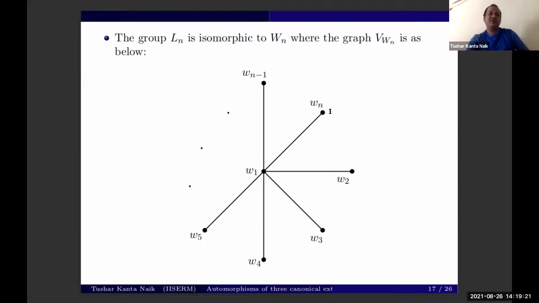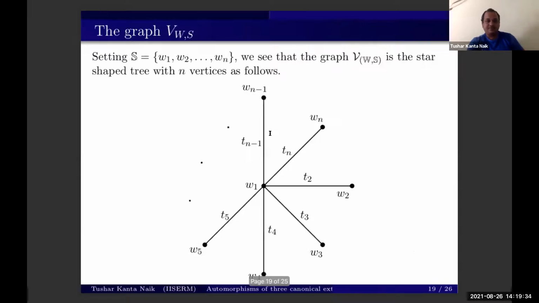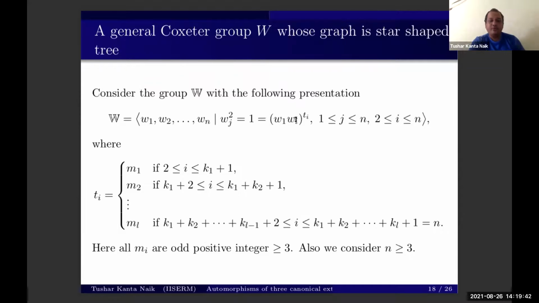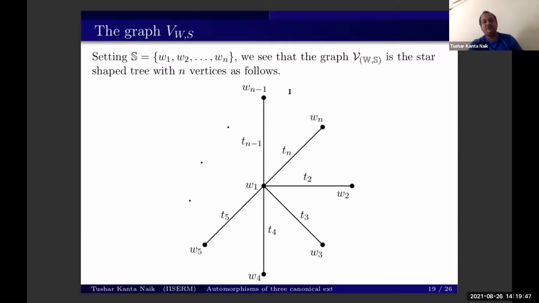Now for this, we can take a general family where these edges can have labels. So now we consider this group, and with respect to this group, we have this graph. So W1 is connected to every other vertex. Here the relation was actually (W1 Wi) to the power Ti. So the graph has W1 connected to all other vertices, and the edges can be labeled. So we'll see the automorphisms of this group. For this, we'll first see the graph automorphisms.